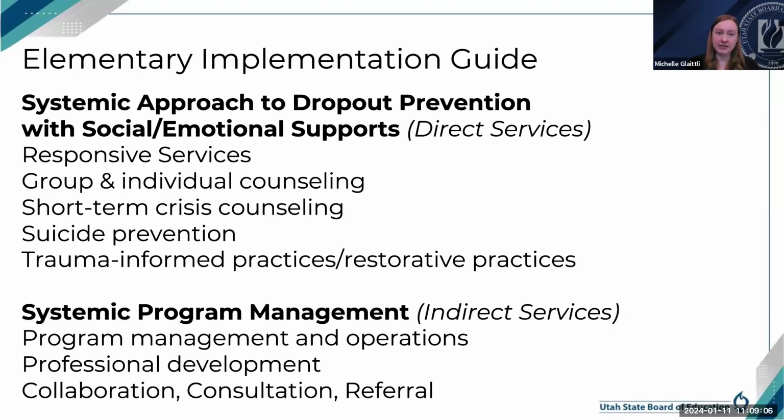The last piece is indirect services. So these are things that are done on behalf of students, right? They're not in the room with us as we perform these things, but they are for students indirectly, right? So that indirect services piece is our collaboration, consultation, referral, professional learning, and all of the day-to-day things you need to make sure that your program is running. So those are the 4 areas that our work breaks out to.